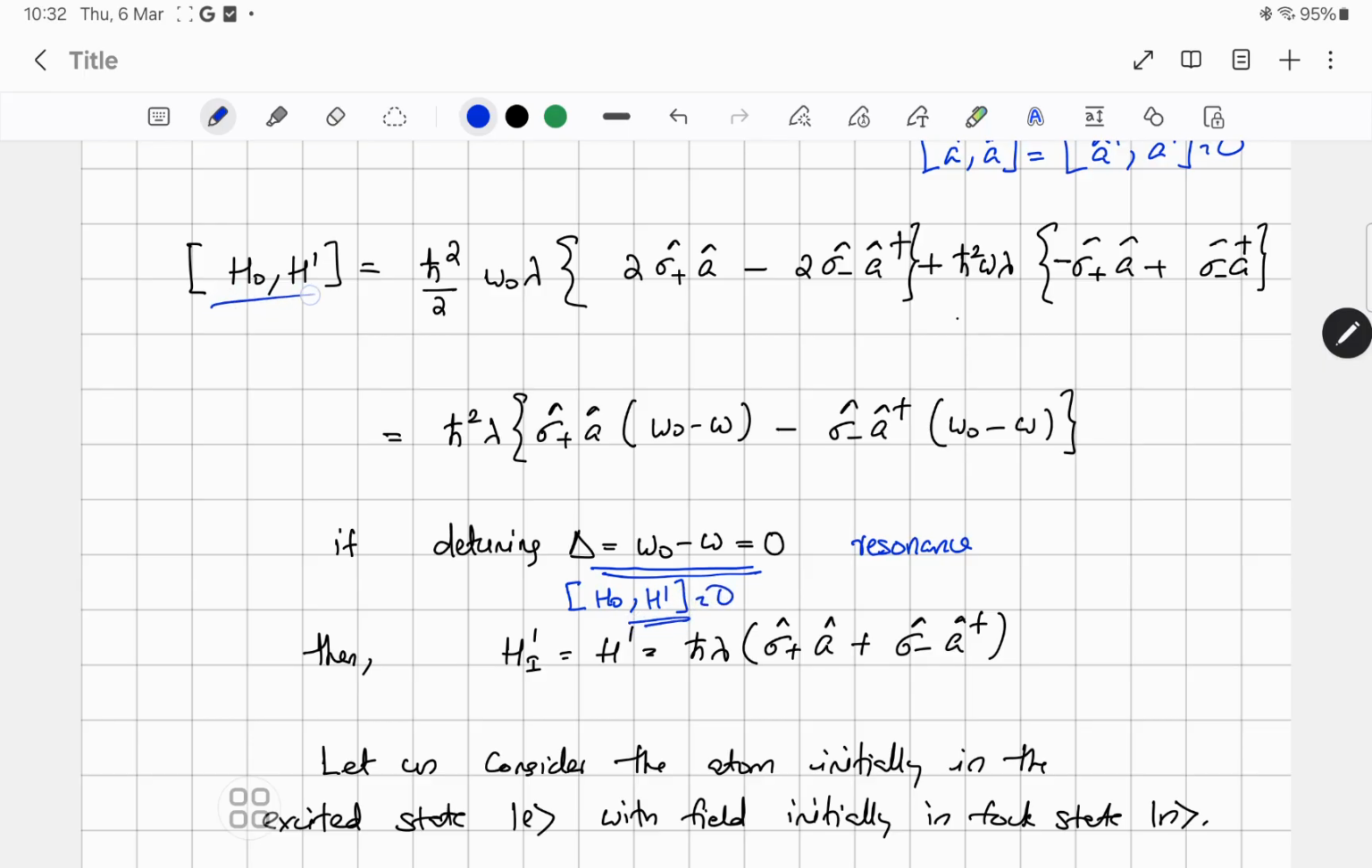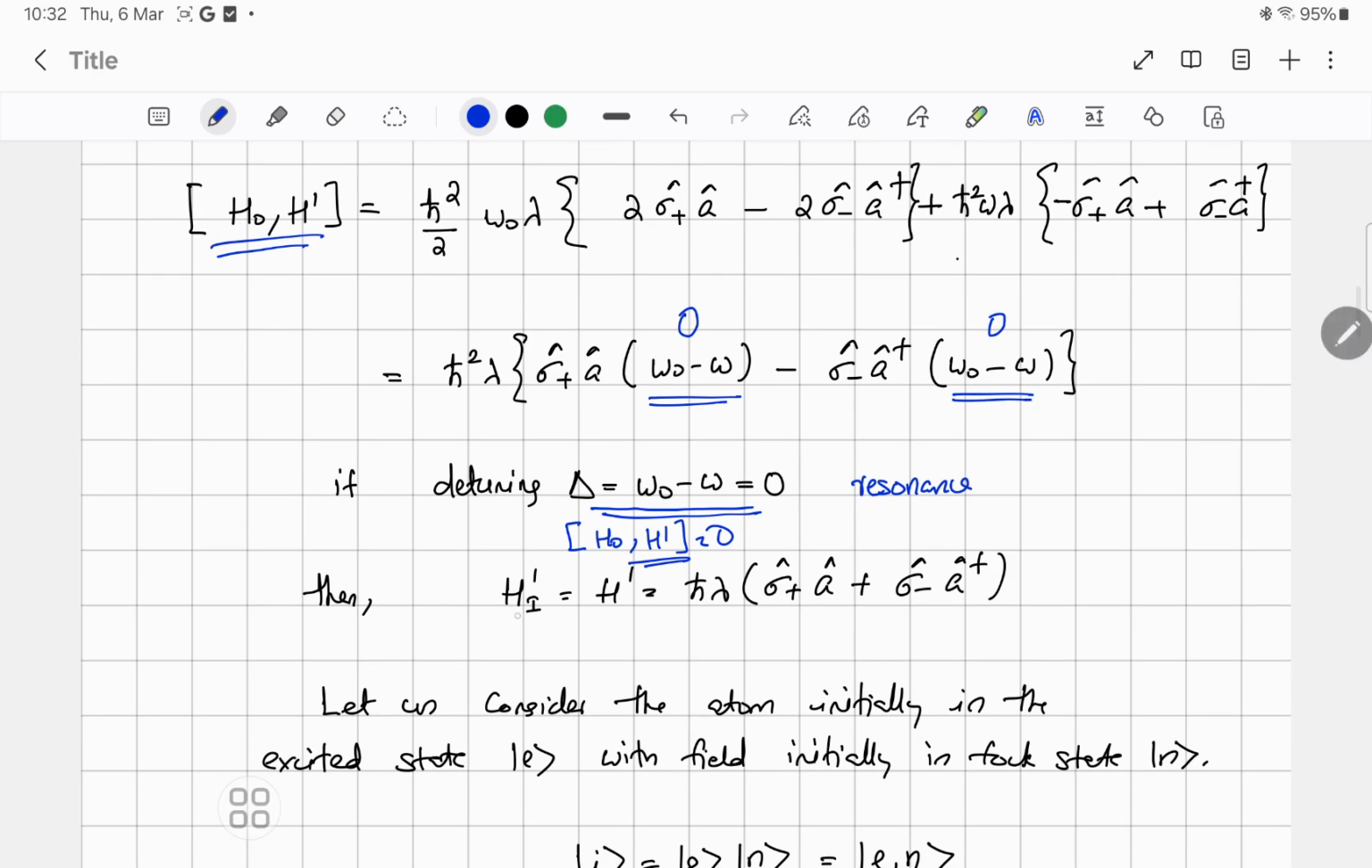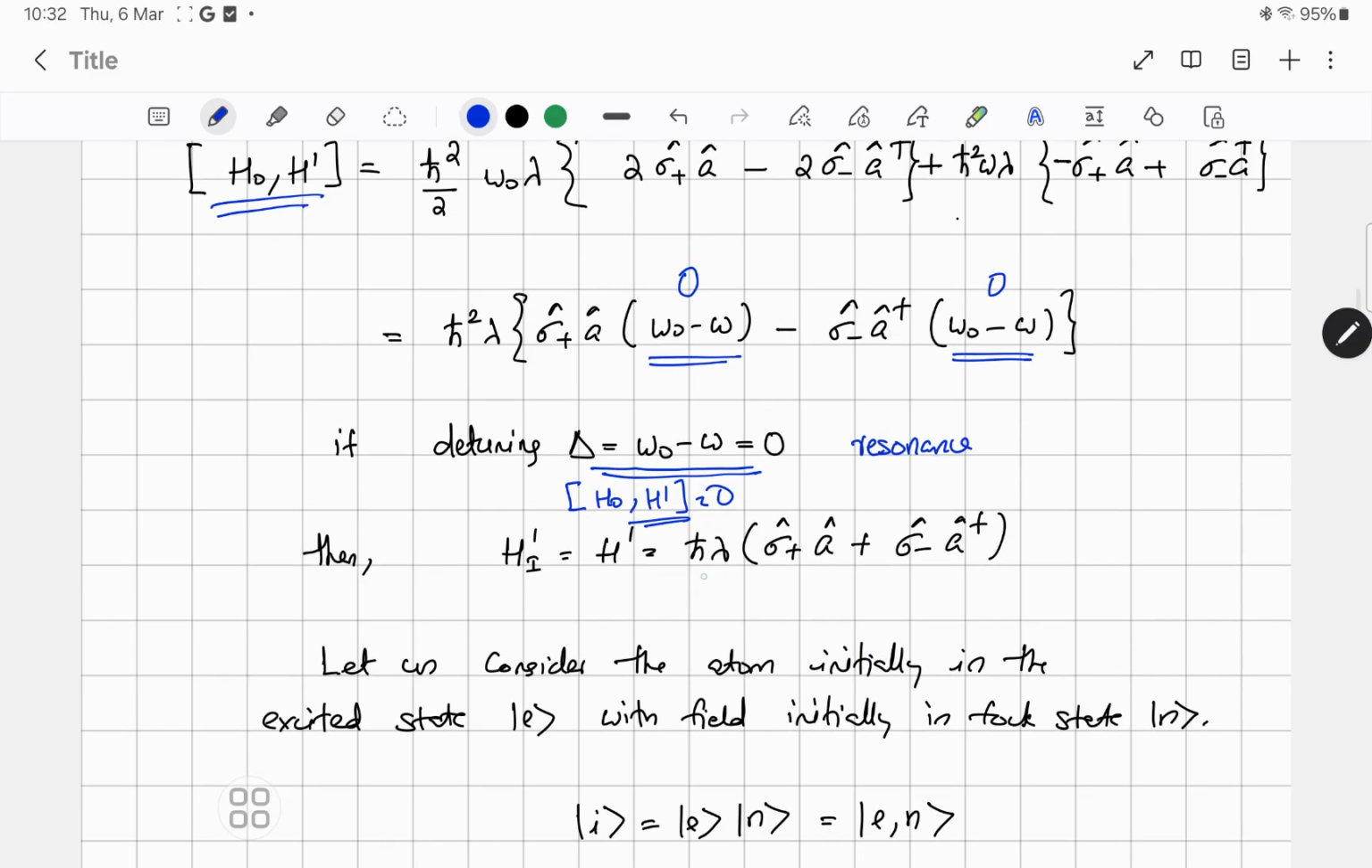Okay, because we have got H0, H prime equal to ħ²λ(σ+ a ω0 − ω) − σ− a† (ω0 − ω). So if in resonance this ω0 minus ω would be 0, so both terms would be 0, therefore the commutator of H0 and H prime would be 0, and the interaction Hamiltonian in the interaction picture would be the same as the interaction Hamiltonian in the Schrodinger picture. So therefore H prime I can write as ħλ(σ+ a + σ− a†).